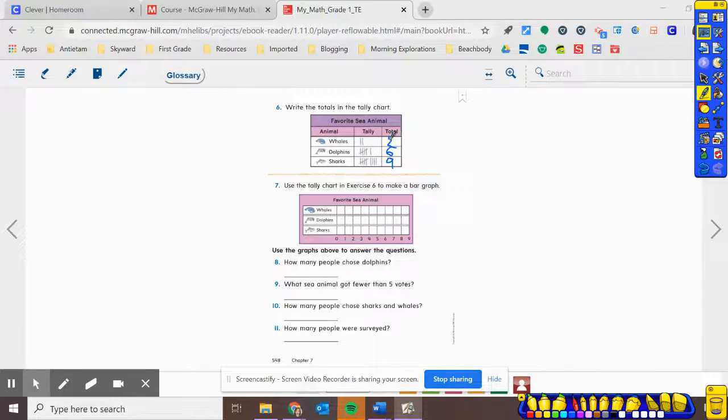Okay, now I want you to use these totals, and I want you to come down here and make a bar graph. So what I want you to do is pause the video, and then when you finish your bar graph, I want you to unpause because we're going to do it together.